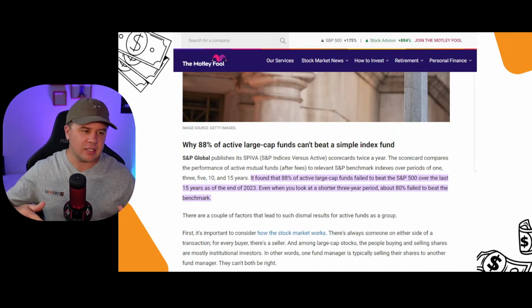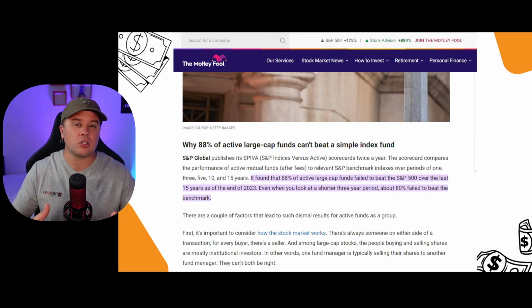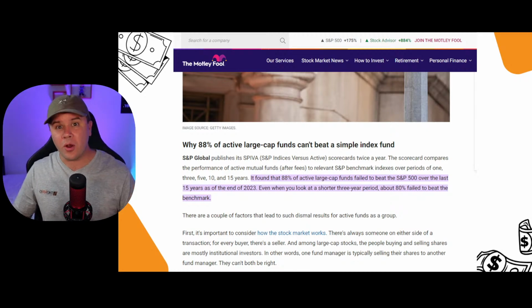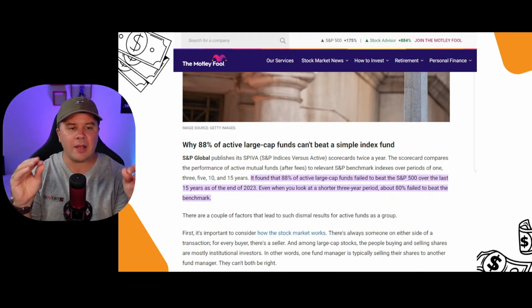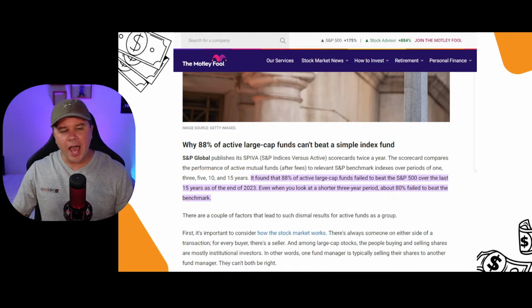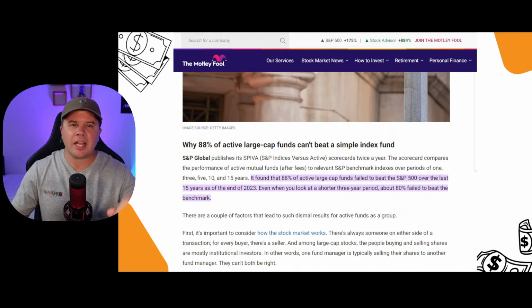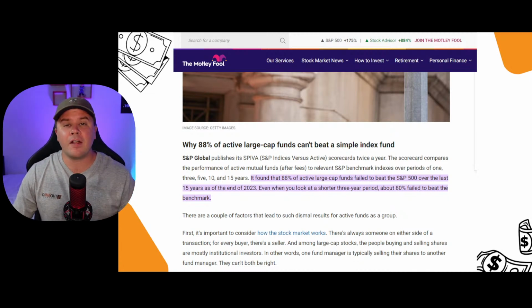The S&P 500 index is a common index in the United States. It tracks the top 500 companies in the US. So 88% of active investors were not able to beat it over a 15-year period. Said another way, if you had bought an ETF, an index fund that tracked the S&P 500, you would have outperformed 88% of professional investors. Let that sink in for a minute. That's pretty crazy. If you go a level deeper, what this article is actually saying is it is very, very difficult to pick the right time to buy a stock.